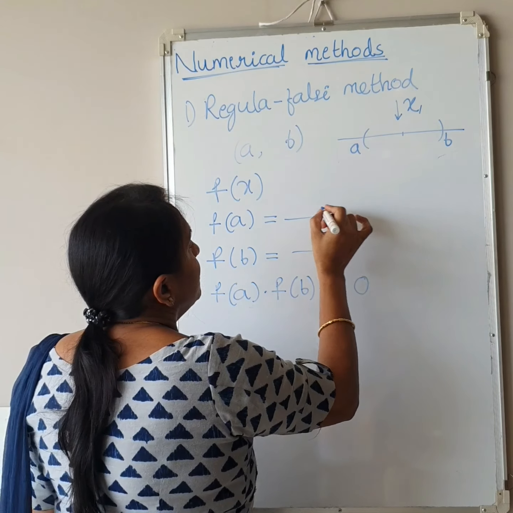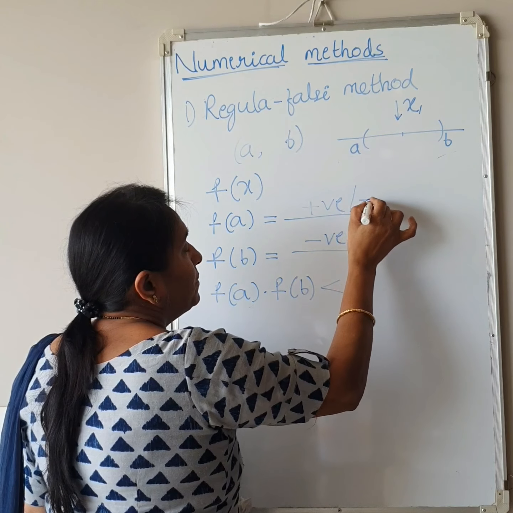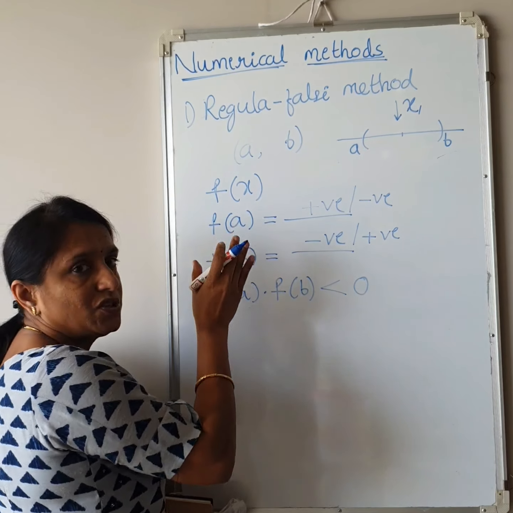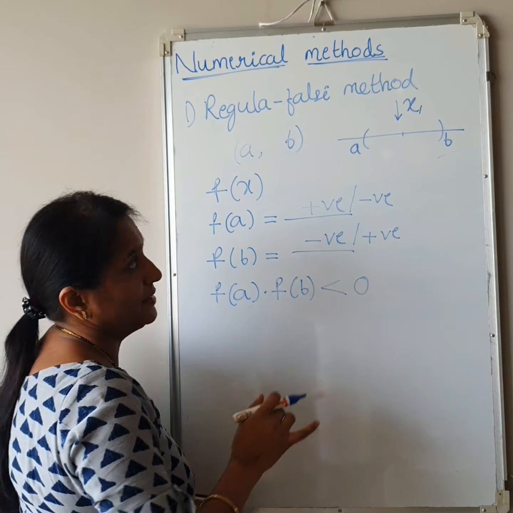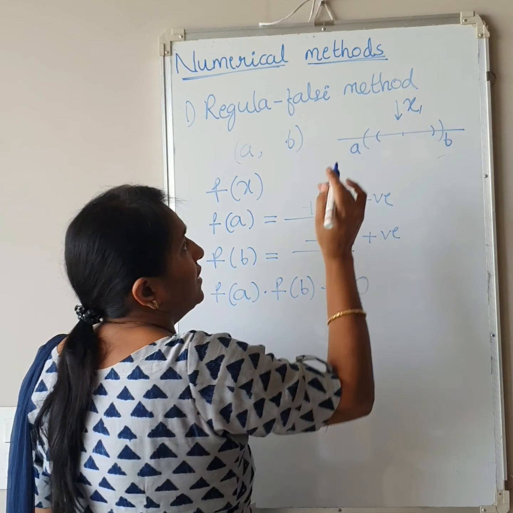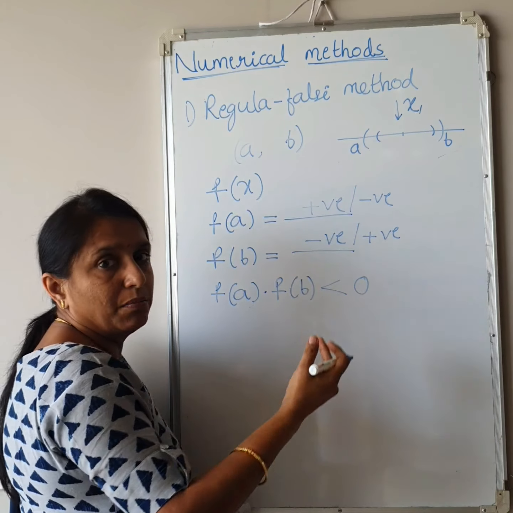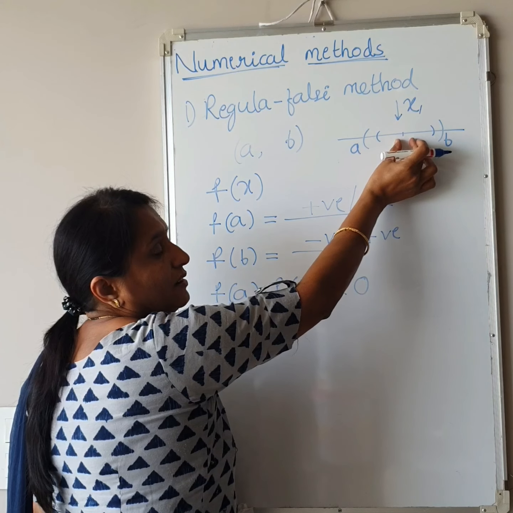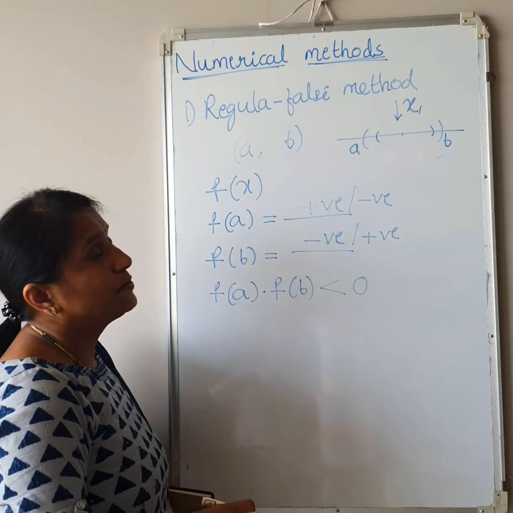f of a may be negative or positive, but the condition is that one should be positive and one should be negative. Then x1 lies in this interval. Again, if we take nearer values, this interval goes on decreasing. If you take more iterations, we get a very small interval. So this is about the Regula Falsi method or false position method.